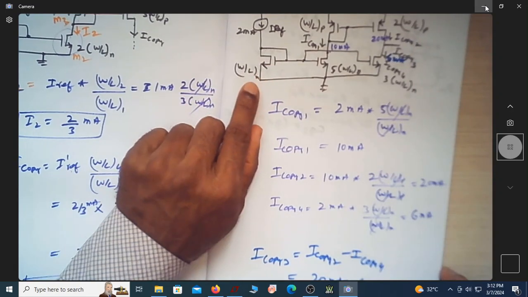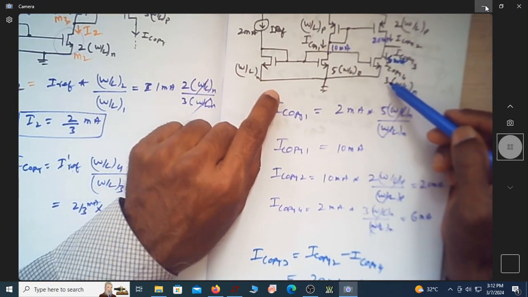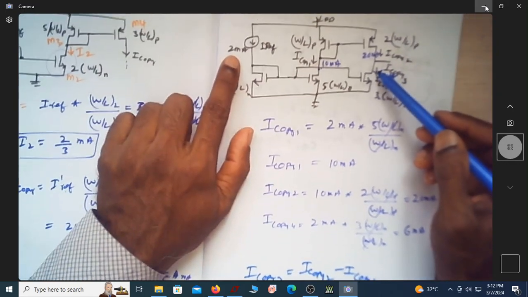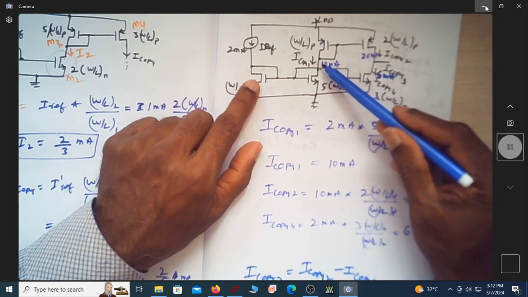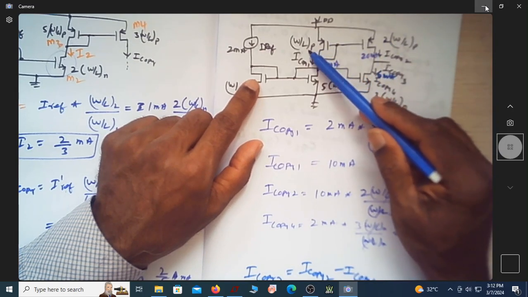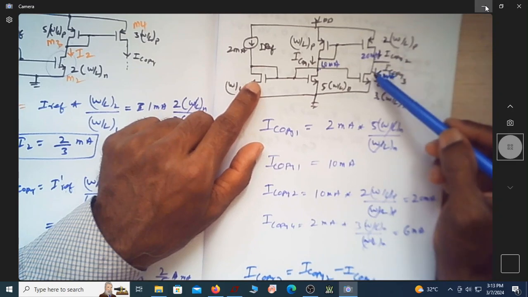because this 2 milliampere when it is mirrored here, because the ratio of this is 3 by 1, it is 3 by 1 into 2, which is 6 milliampere flowing here. How much is the current that is flowing here? For this, 10 milliampere becomes the reference current, so it is 10 into 2 by 1, so it is 10 into 2, which is 20 milliampere. Here it is 20, here it is 6.